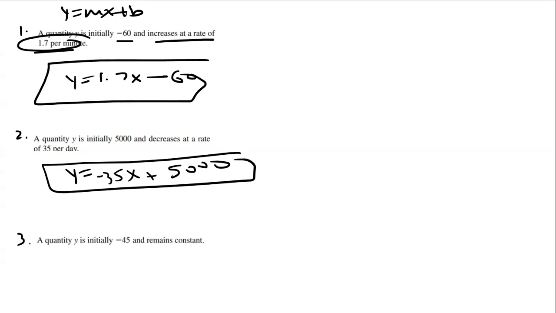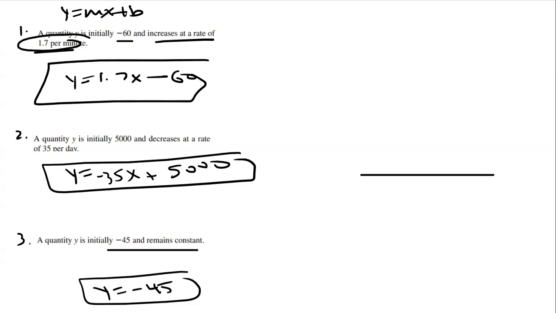And the last one says a quantity y is initially negative 45 and it remains constant. So this means a horizontal line. That would be y is equal to negative 45. And then there's your answer.